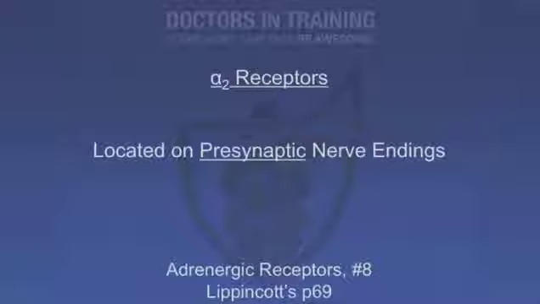Next, let's switch gears over to the alpha-2 receptors. Now, these are located on presynaptic nerve endings and on other cells like the beta cell of the pancreas. So previously, the alpha-1 were on the postsynaptic effector organs. Now, these are on the presynaptic nerve endings. So when a sympathetic adrenergic nerve is stimulated, norepinephrine is released and then can circle back on itself onto the nerve and stimulate an alpha-2 receptor on that nerve ending.